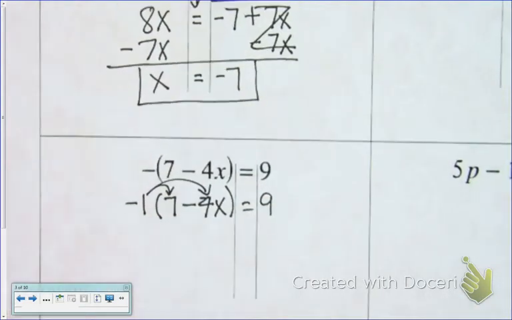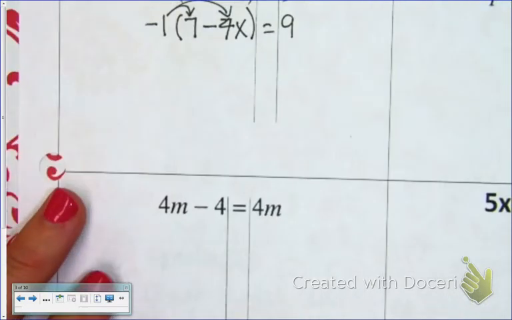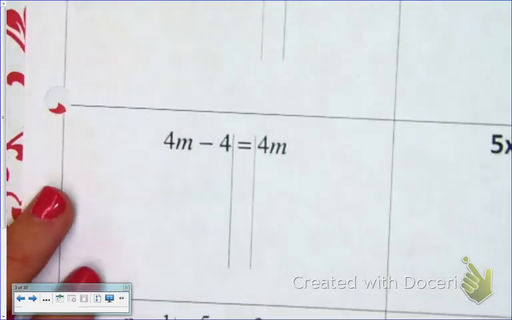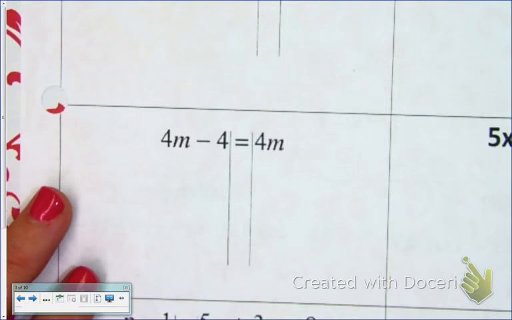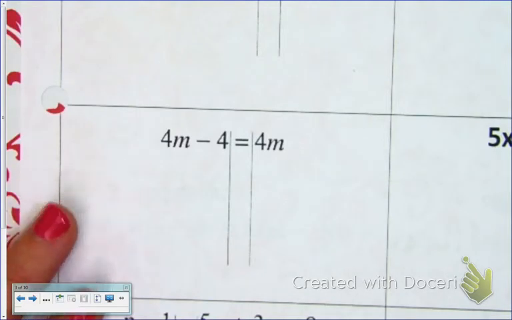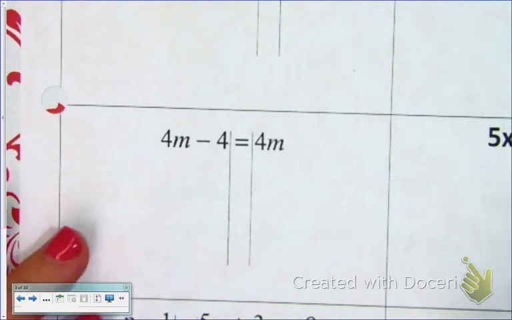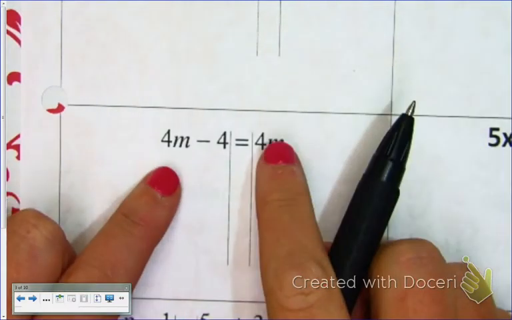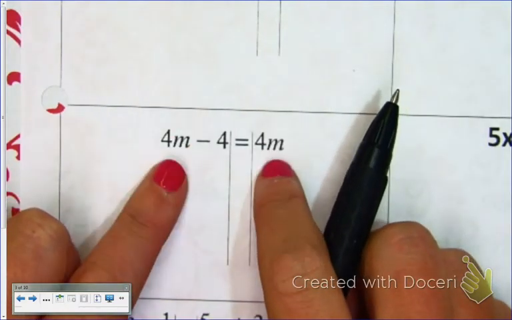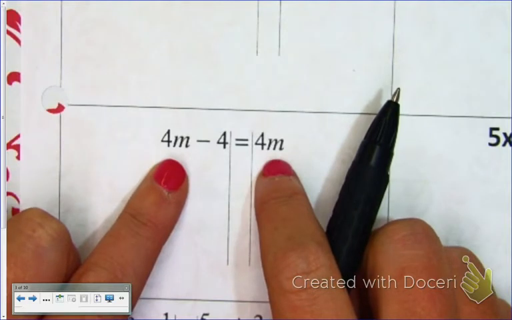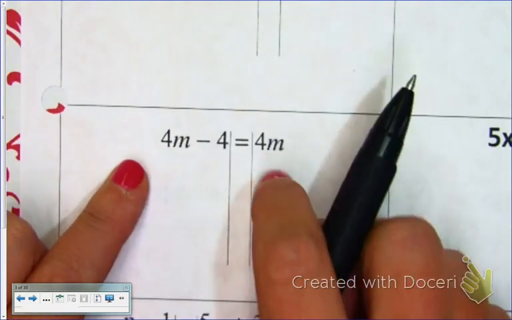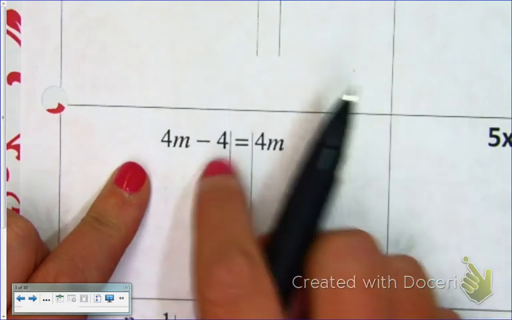Okay, looking at this, I guess this would be number 5. Okay, we have 4m minus 4 equals 4m. Okay, let's get all of our m's on one side, all of our numbers on the other. So, let's see. We have the same amount of m's over here. Well, it doesn't really matter which way you choose, but I'm going to go ahead and take this m and bring it over here because I don't want to do anything with that 4.